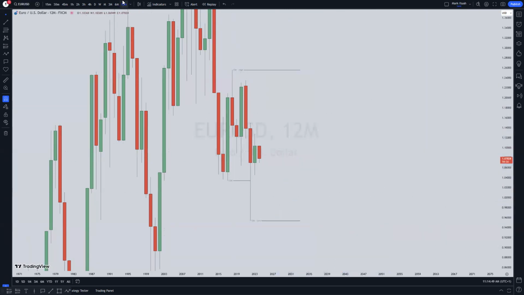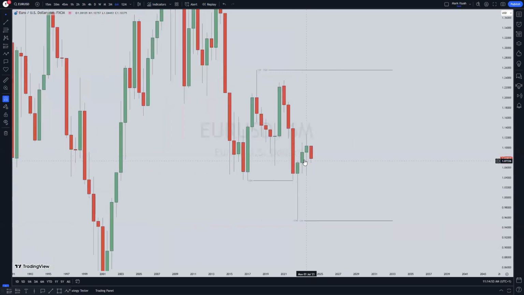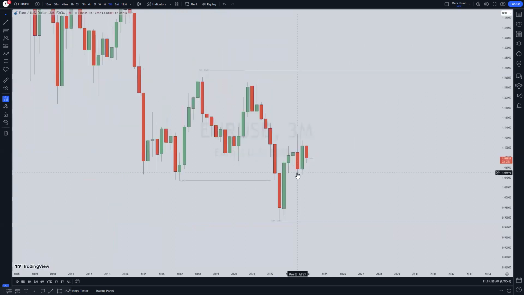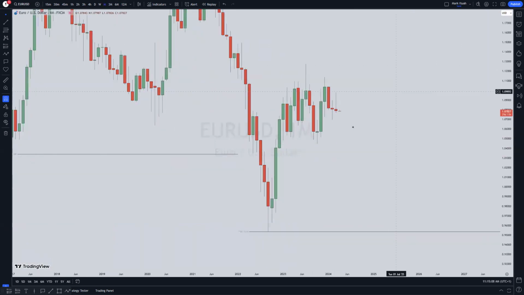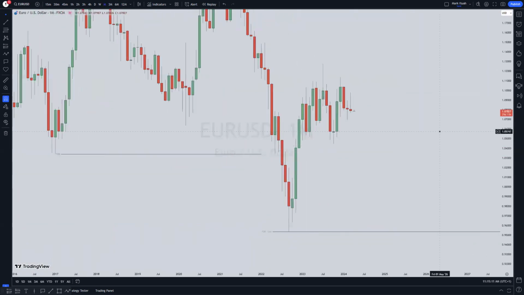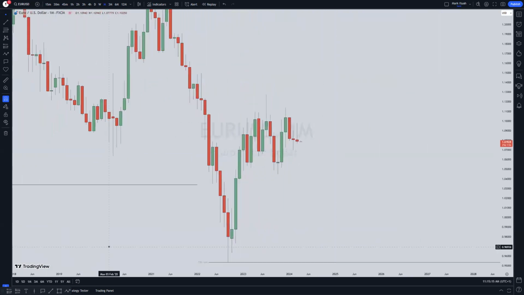So we'll pull them now to the 6-month chart. Do we have any minor structure? Nope. Then we'll go over to the 3-month chart. Do we have any minor structure? Nope, there's no minor structure. Then head over to the monthly charts. Do we have any minor structure moving to the upside? Yes, of course.